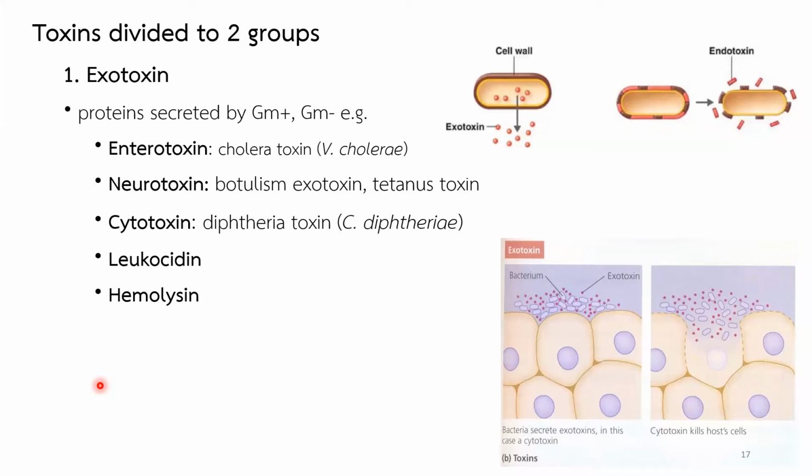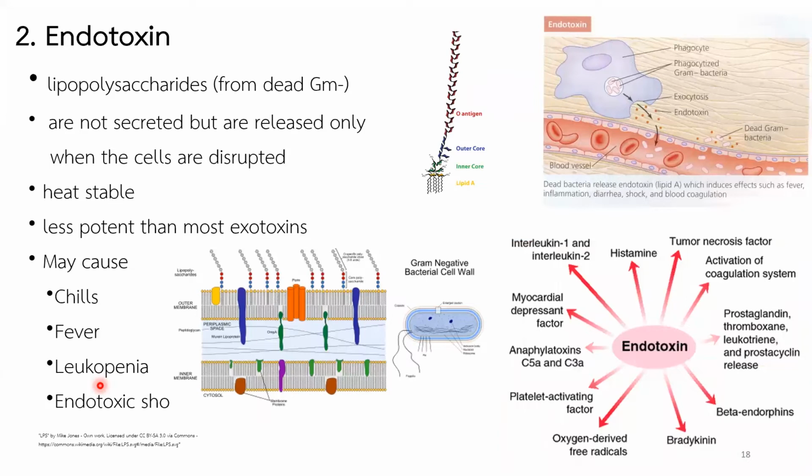Exotoxins are proteins secreted by gram-positive or gram-negative bacteria. They may be enterotoxins that cause disease of our GI tract. Neurotoxin, cytotoxin, and leukocidin or hemolysin are named after their function. And bacteria can produce endotoxin, which is the LPS. This is a heat stable antigen. Exotoxin is a protein and is sensitive to heat, but endotoxin is resistant to heat.